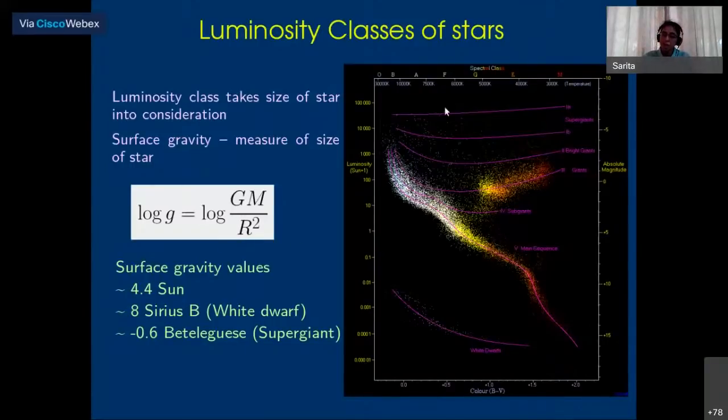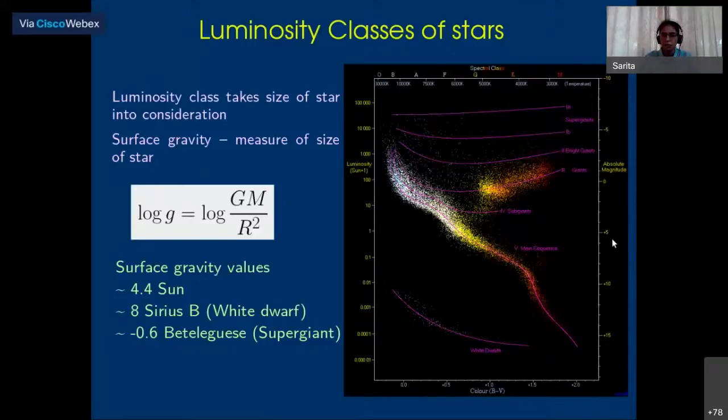Now, if you look at Betelgeuse, for example, this is a giant star. What happens? The R becomes very large. Then what happens to the surface g value? Surface gravity, the log g value decreases. So as you can see, it is minus 0.6 in case of Betelgeuse, which is a supergiant. That also is an indication about what class the star belongs to.